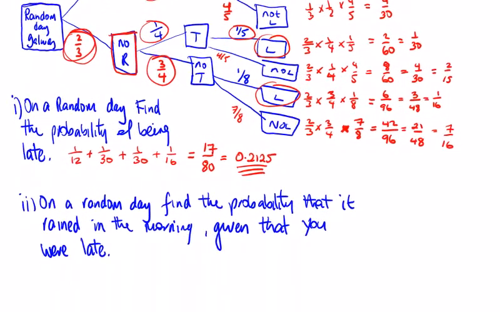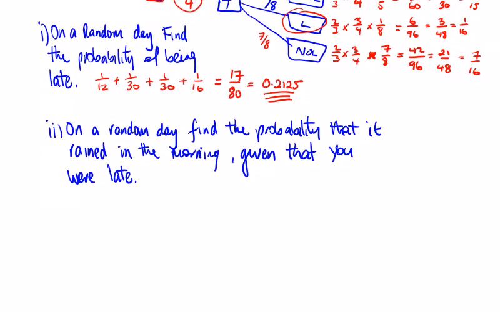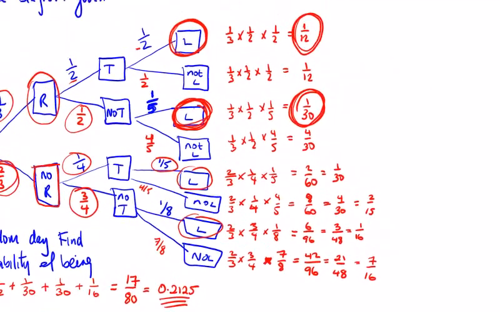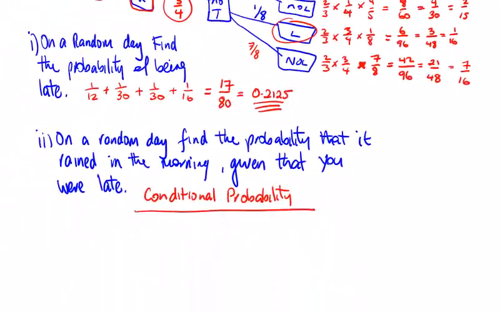So how does that one work out? It's a conditional probability, which you may have looked at in that video. If you haven't, go and look at it. So we're going to get the two lates. Just double check them. 1 over 12 plus 1 over 30, divided by the probability of late. This is the intersection of the top part, raining and being late. And what do we get for that one? 17 over 80.